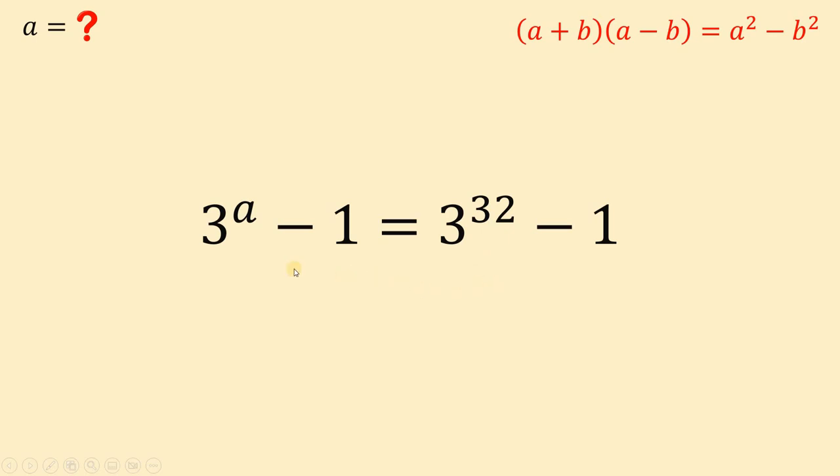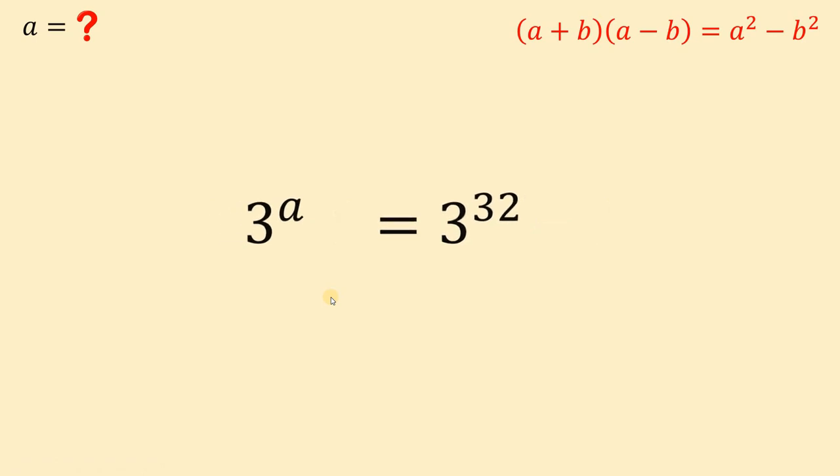But, in reality, we get the value of a if we add 1 on both sides. And take note that we have two equal expressions and we have two equal bases. Therefore, their exponents must be the same. Thus, we can say that a must be equal to 32.